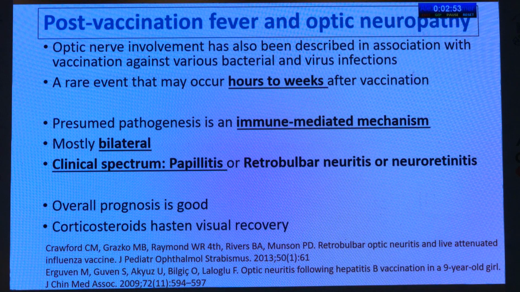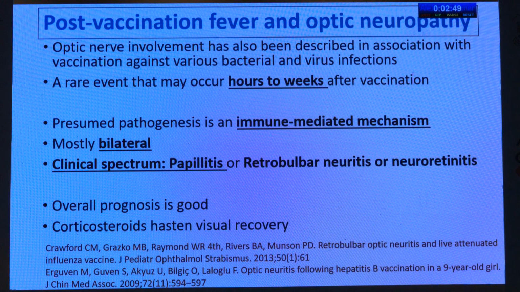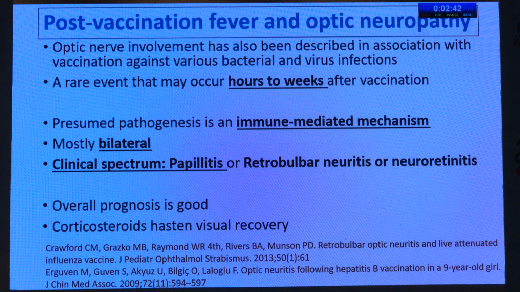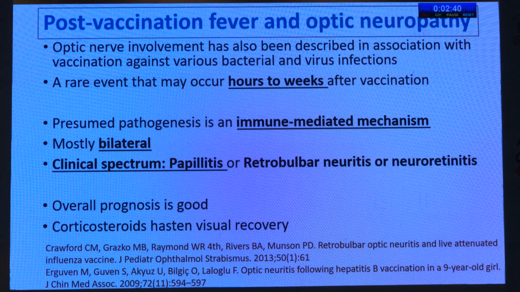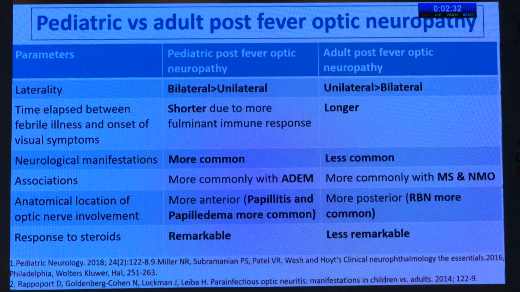Another entity is post-vaccination fever and optic neuropathy, where the event occurs hours to weeks after the vaccination, and the presumed pathogenesis is immune-mediated mechanism, which is mostly bilateral. The clinical spectrum is either a papillitis or a retrobulbar neuritis or neuroretinitis, and corticosteroids when given earlier hasten the visual recovery.